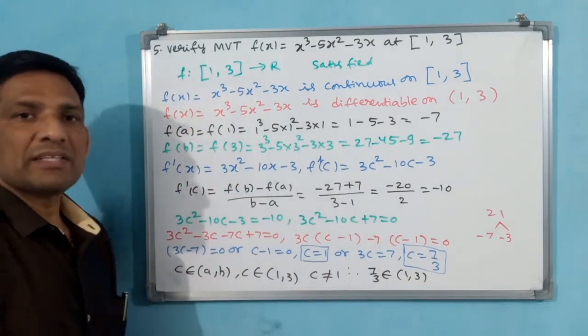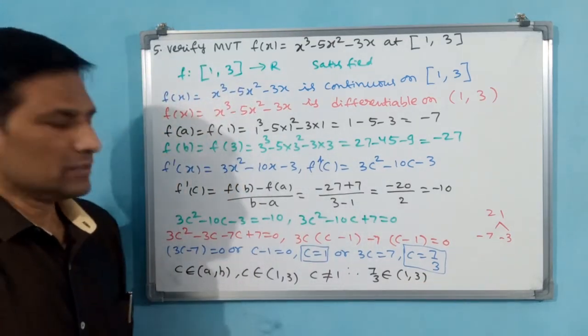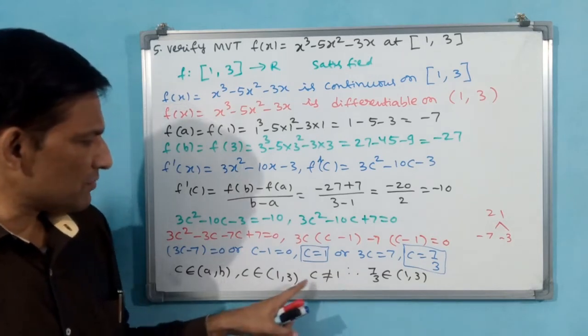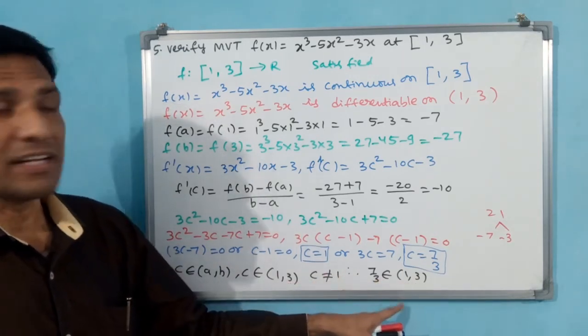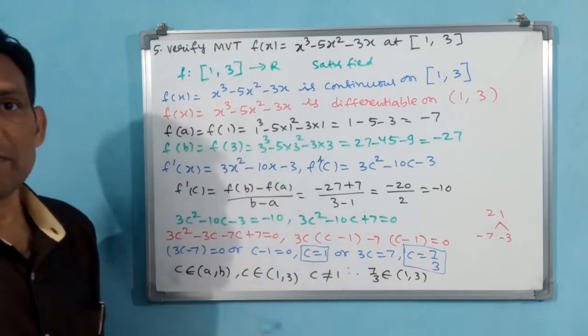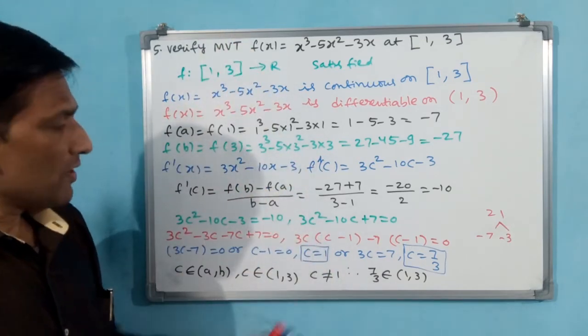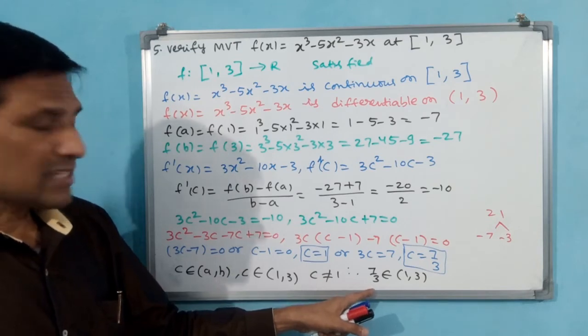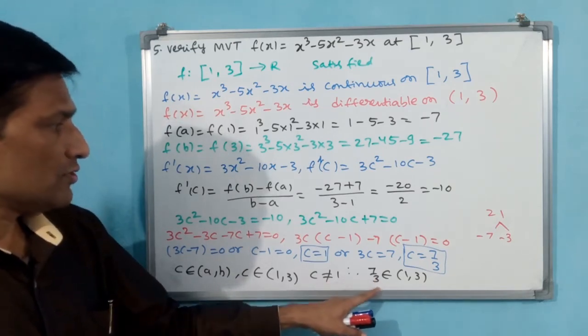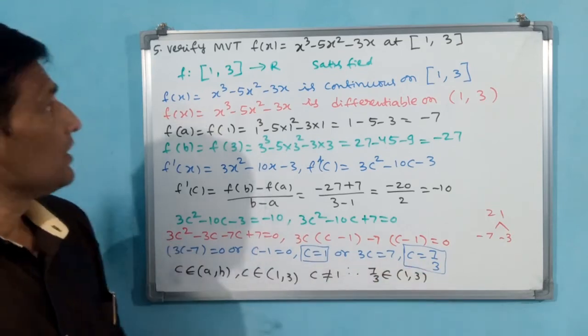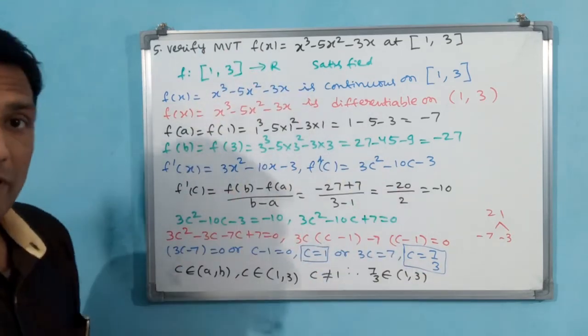What is the value of 7 by 3? 2 point something, which is less than 3. That is why 7 by 3 satisfies this condition. That means all conditions are satisfied. Therefore, c is 7 by 3, c is not equal to 1. Okay, c is equal to 7 by 3. This is correct. Therefore, this function is satisfying mean value theorem.